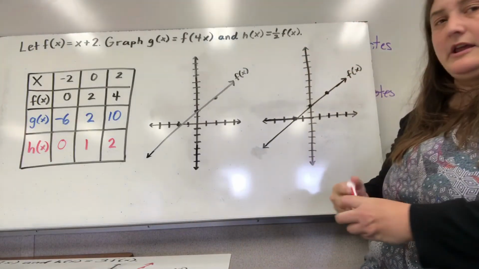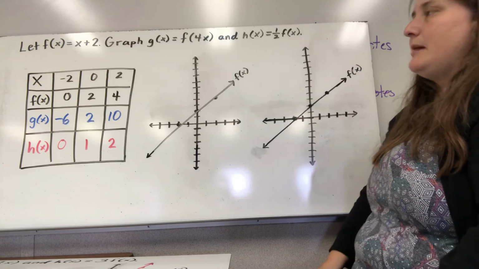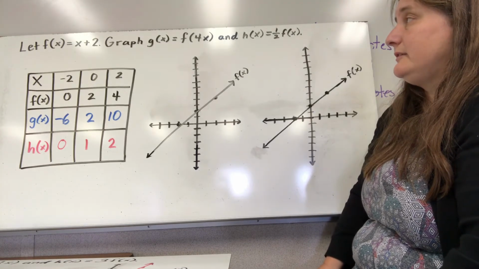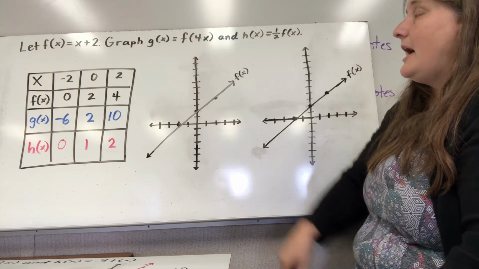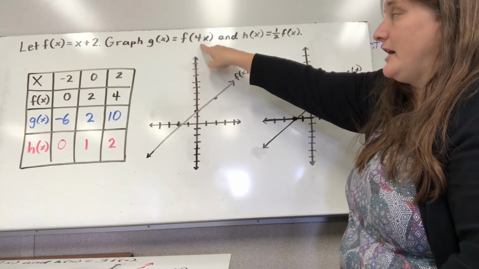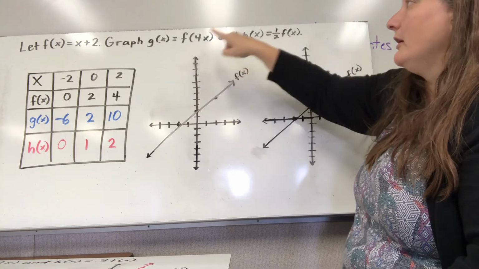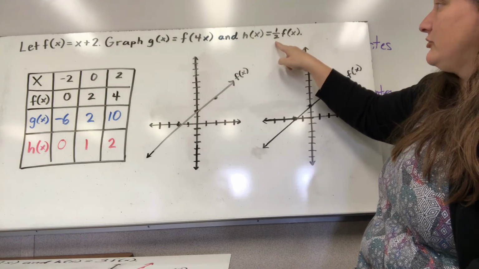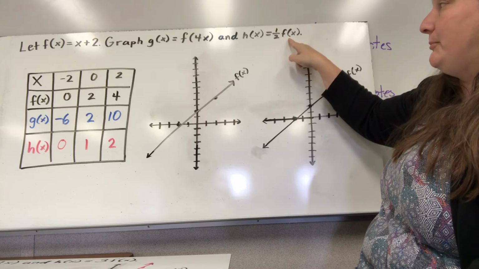All right, let's take a look at another example. So this time our parent function is f of x equals x plus 2, and we're asked to graph g of x equals f of 4 times x, so we're multiplying our inputs by 4, and h of x equals half times f of x. So we're actually being asked to halve our outputs.